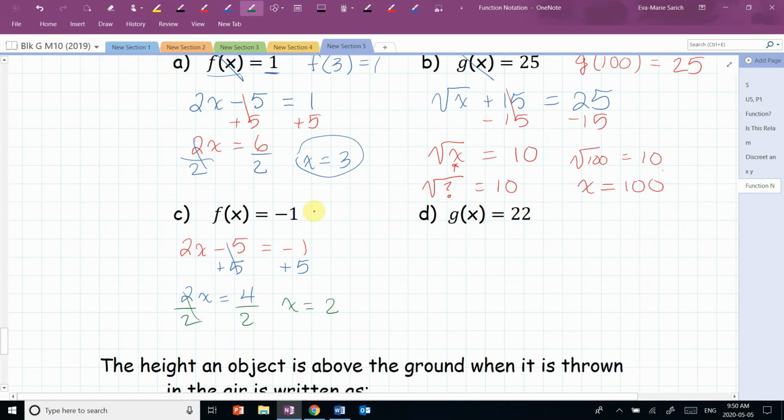Okay, we can put it back into this function notation. So now saying f at 2 is going to equal -1.